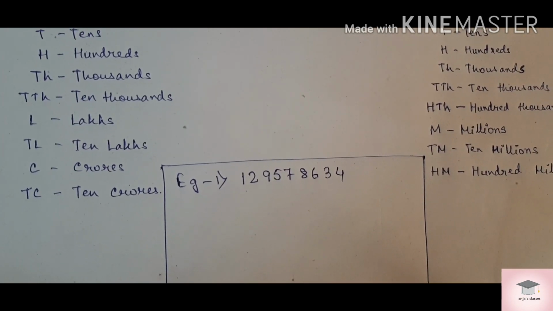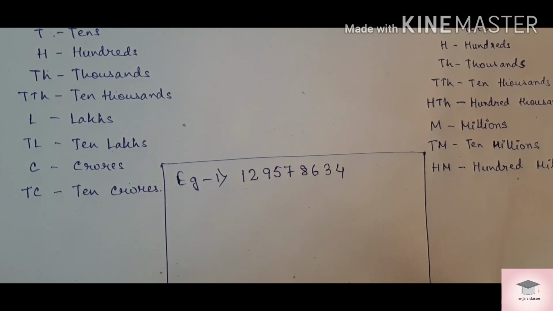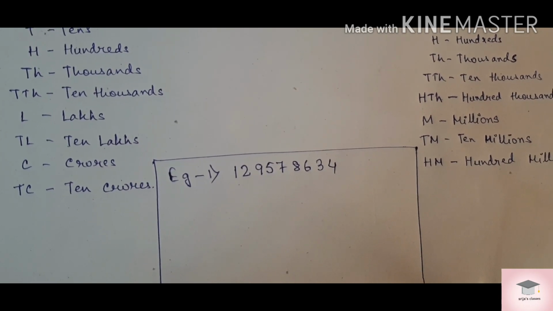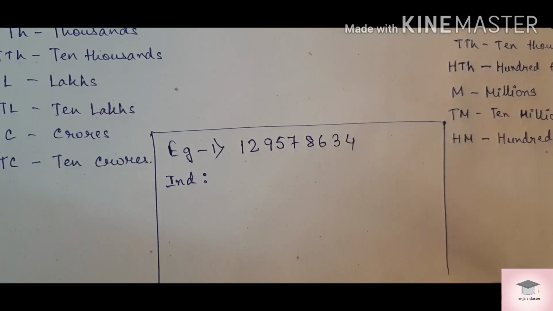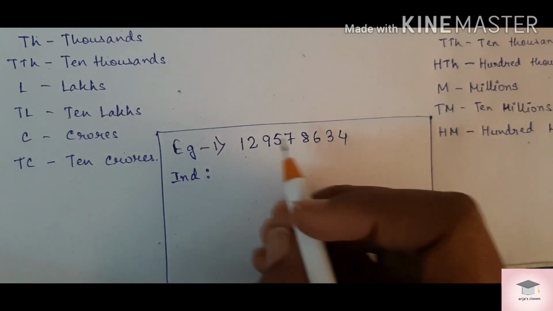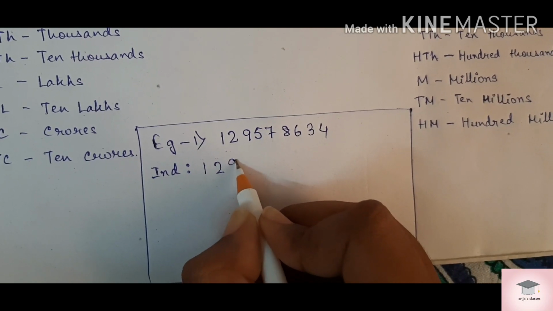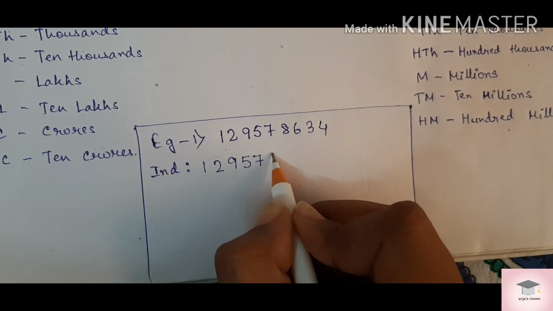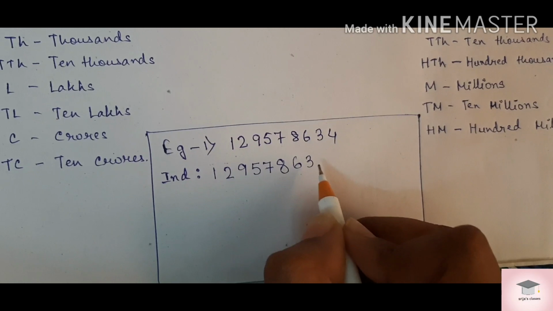Now let us take this example, 129578634, and we put it in the Indian number system as well as the international number system. Let's do the Indian number system first. So for the Indian number system, I am writing IND. Now let me write the number: 1, 2, 9, 5, 7, 8, 6, 3, 4.